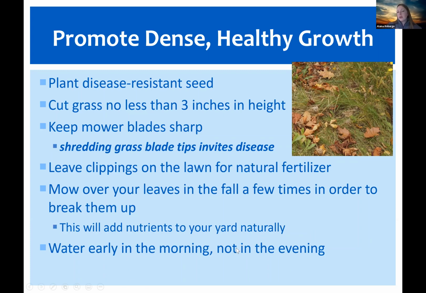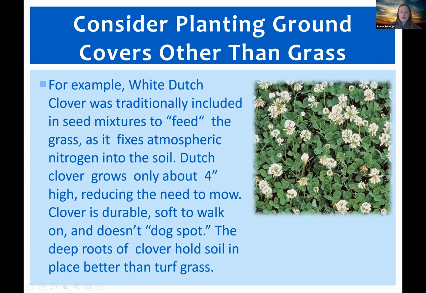Just an example of a grass seed you could consider promoting is white Dutch clover. It was traditionally included in seed mixtures to feed the grass. So it's like a food for your grass, as it fixes atmospheric nitrogen in the soil. It grows only about 4 inches high, so you're reducing your need to mow. It's durable, soft to walk on. It's not common to dog spot on it, which is pretty great. And it has deep roots, which hold the soil in place. It's a great thing to incorporate. And you sometimes have those flowers too that pollinators can benefit from.